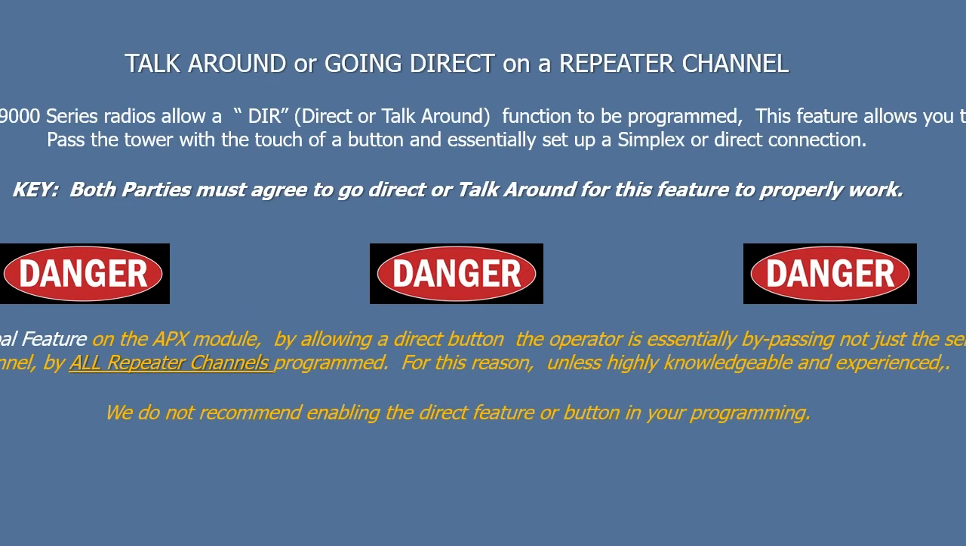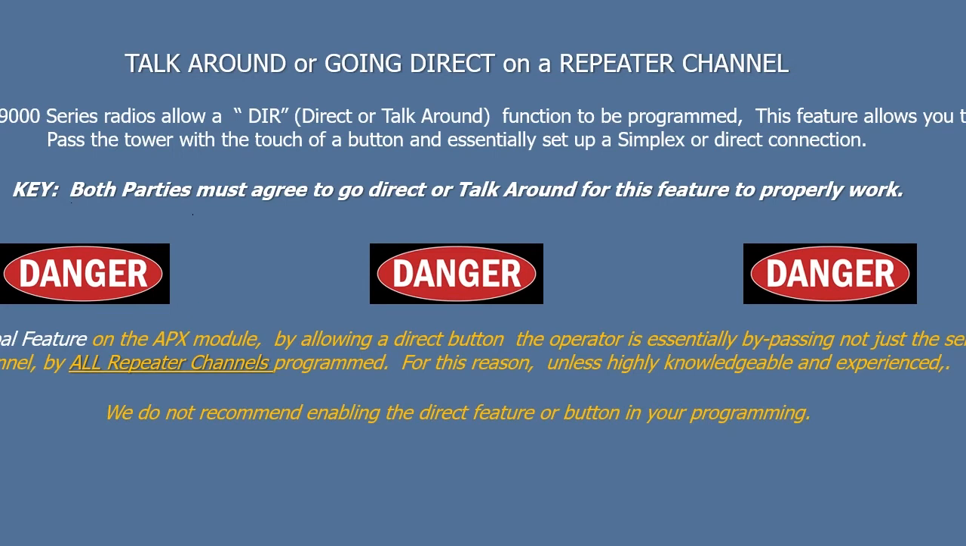The radio, the TDFM 9000 series, has a program feature in it that you can enable called Direct. What that allows you to do is, by pressing the Direct button, bypass the repeater and talk directly to the other radio. There is a catch on this. There's actually a couple things to consider. First key is both parties have to agree to go direct. Both parties have to say, hey, let's go direct. And if both radios have that capability, they can click and go direct. Now they are talking directly to each other and they're bypassing the repeater. And we'll show you that setup in a moment. But before we get there, you have to understand one thing. And I say danger, danger, danger here.